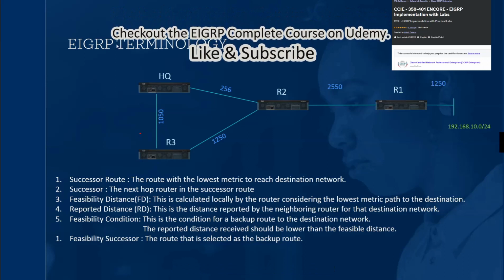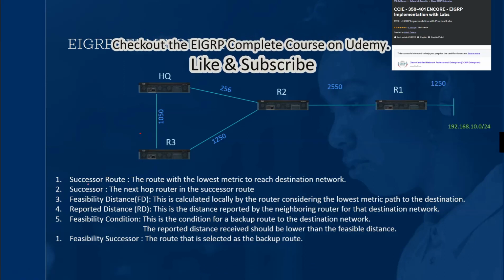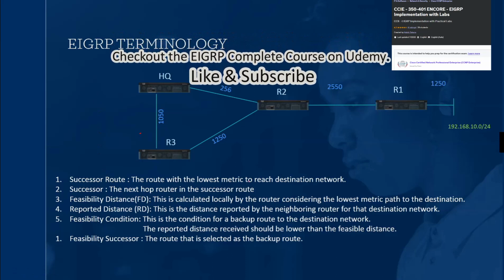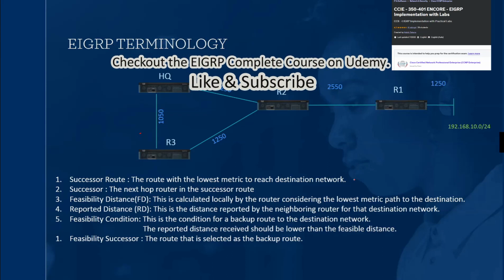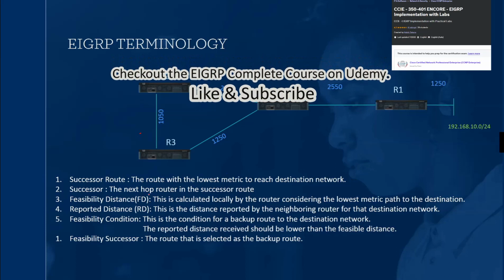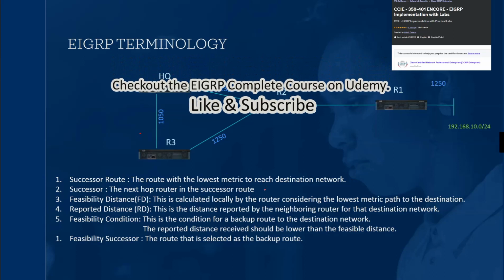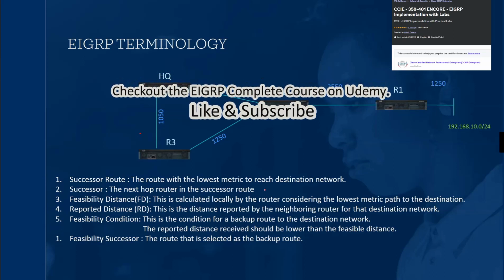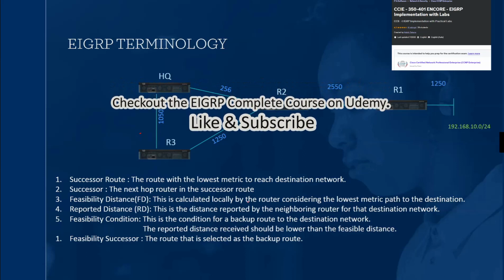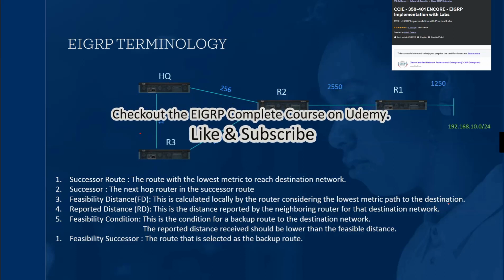In this slide, as you can see, I have defined the terminologies that are used here. One is the successor route. The successor route means the router with the lowest metric to reach the destination. The successor is basically the next hop router in the successor route, and we can determine it by calculating the feasibility distance. Feasibility distance is calculated locally by the router, considering the lowest metric path to the destination.